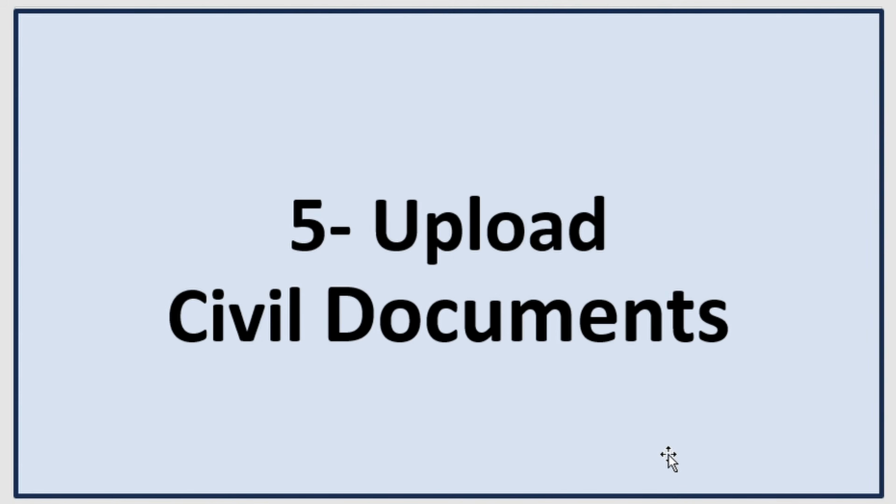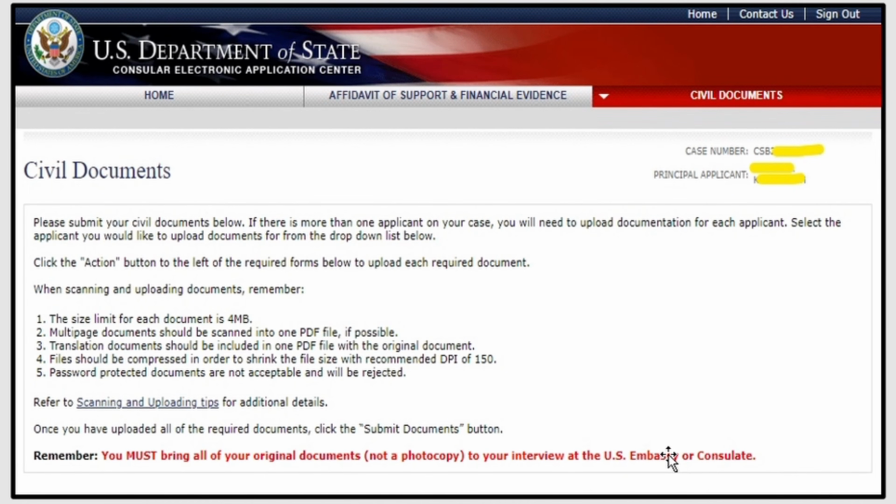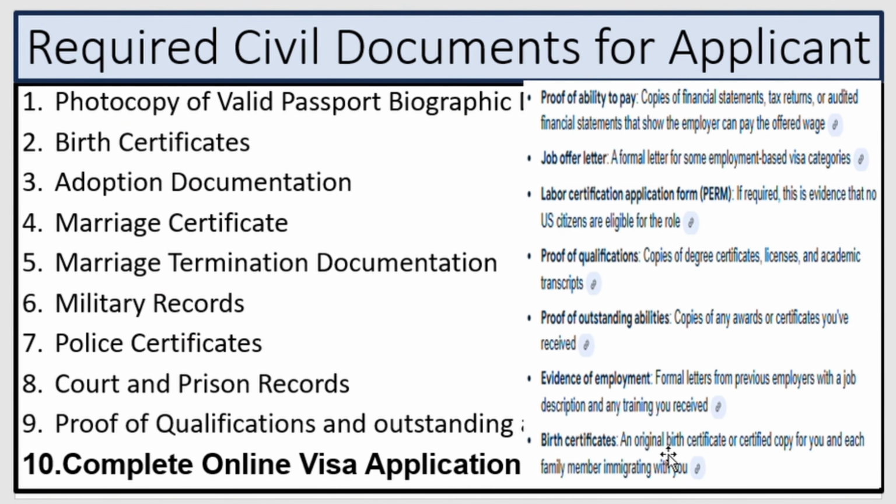Upload civil documents. Same way, if you click on them, they're going to give you the requirements for the documents. They have to be less than 4 megabytes and must be translated. These are the civil document requirements for the applicant. In this case, the petitioner is the applicant. You need a photocopy of the valid passport biographic page. You need a birth certificate. If you have none, this one is not going to apply to you. You need a marriage certificate if you're married. If you've been married before, you need marriage termination documentation, military record, police certificate, court and prison record, proof of qualification and outstanding ability, and the completed online visa application.